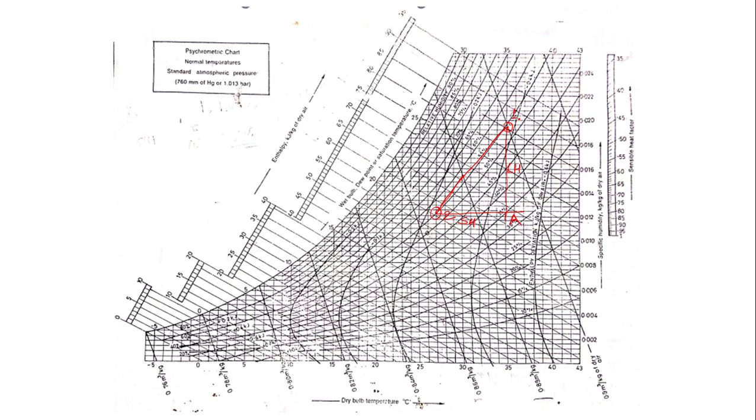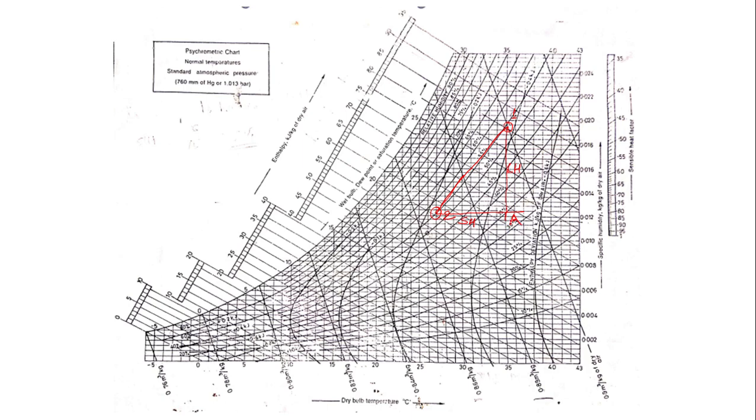Because infiltration air is coming from point number 1 and added to point number 2, outside condition to the inside condition directly. So because of this 1 to 2, the sensible heat added is this A to 2, and the latent heat added is 1 to A. That is what we are supposed to calculate.